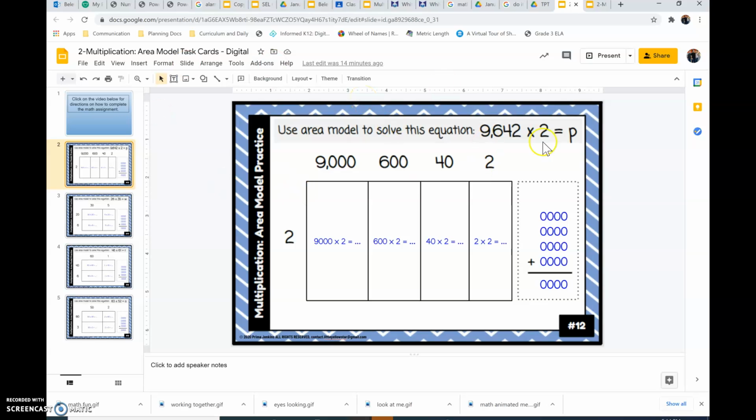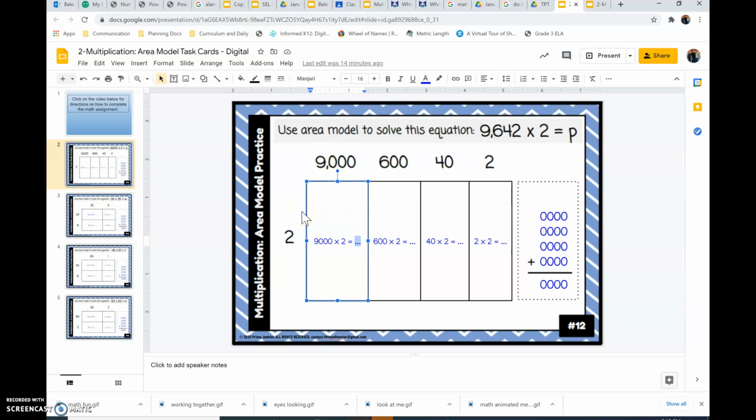So remember when we do the area model, we break the factors down. So 9,642 is the same thing as 9,000 plus 600 plus 40 plus 2, and the factor 2 is just 2. And where it says equals P, P is just going to be the product, the answer of the multiplication problem. Remember when there's a letter there, it just says it equals a number and you have to solve for that number. So I'm going to multiply 9,000 times 2, and I'm just going to type my answer in here.